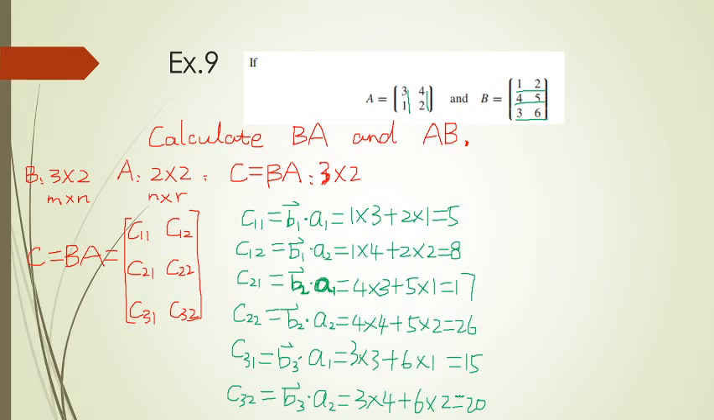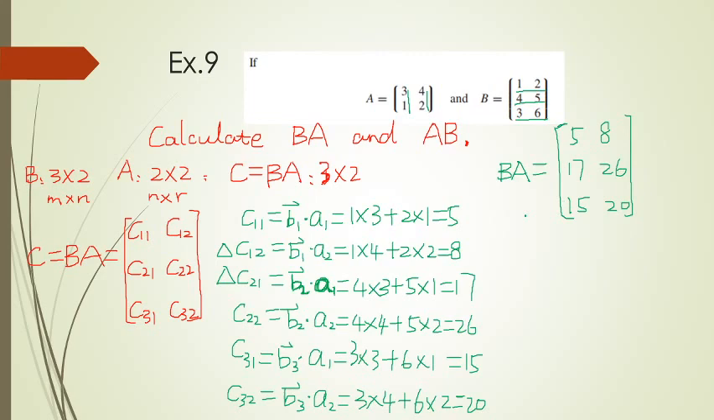So what is the matrix C? What is B times A? B times A is the matrix 3 by 2, right? So which is 5, 8, 17, 26, 15, 20. Be careful of the position. C12 and C21, they are different. C12 is here. C21 is here, 17, right? So that is B times A.